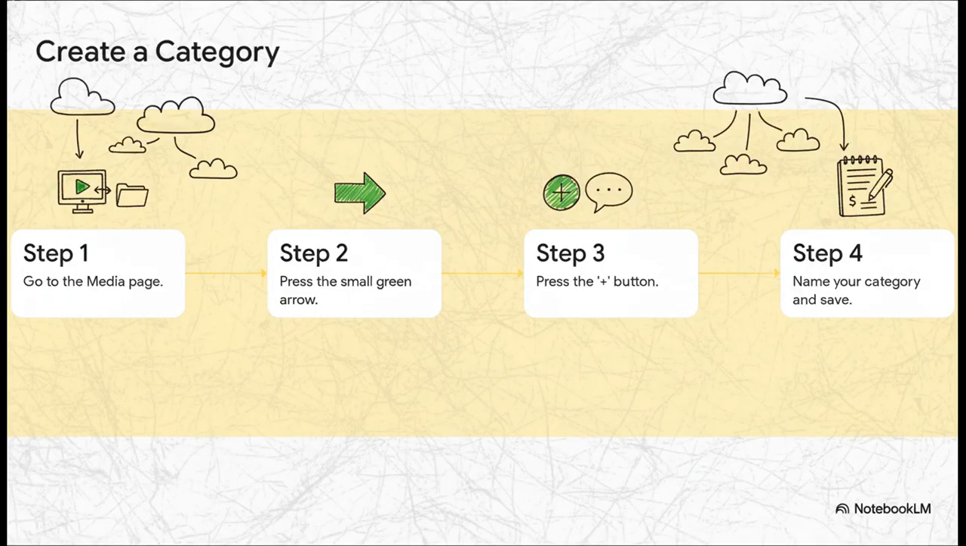You just pop over to your media page, click that little green arrow, hit the plus button, give your new category a name, and bam, save it. Four clicks. That's it. You've just laid the first brick of your blueprint.